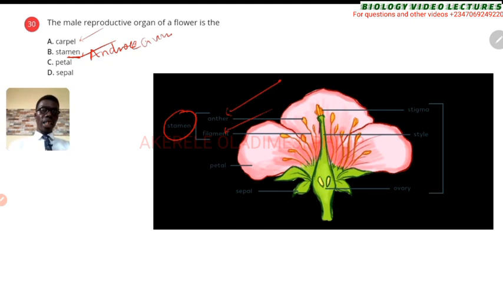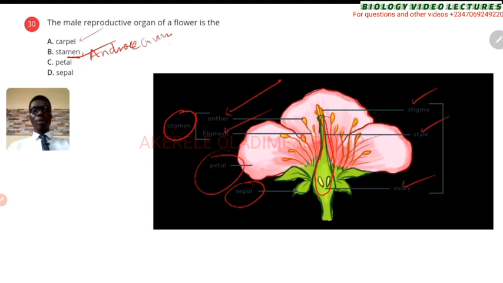This one in the middle here is the carpel. It's made up of stigma, style, and ovary. The petals are used as attractants to pollinators, while the sepals are just there to support the other floral parts. Let me say at this point that these four options, A, B, C, and D, are the four major parts a flower has. This is a complete whorl. Whorl is spelled W-H-O-R-L.